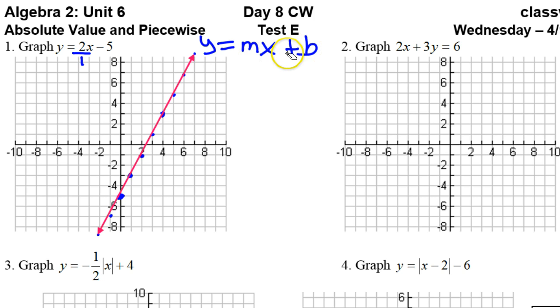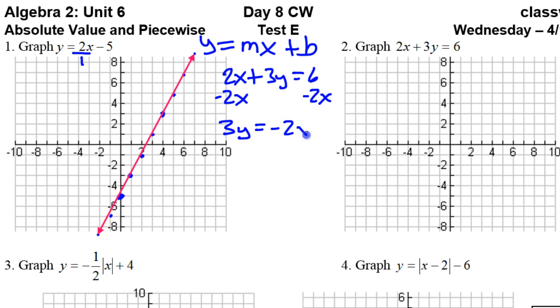Now it takes an extra step or two if the equation is given to you not in slope-intercept form. So I would just rewrite this equation is all. So here I've got this equation 2x plus 3y is equal to 6. Basically, I need to get this y by itself. So I would subtract 2x from both sides. So now that gives me 3y is equal to -2x plus 6. Now I'm going to divide everything by 3, like this.